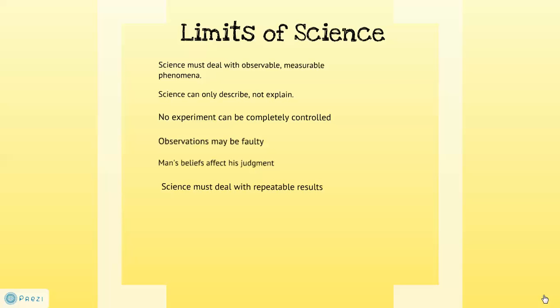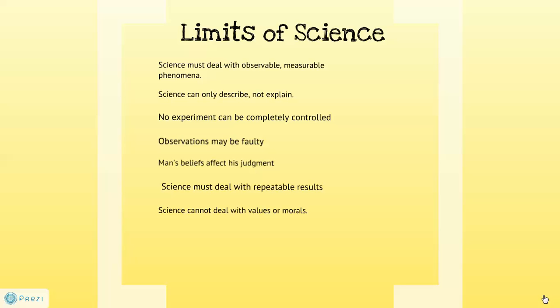Science must deal with repeatable results. You have to be able to do an experiment over and over again to prove anything. So if it's a one-time event, like if you're doing an experiment on Halley's Comet, you're going to have trouble proving things because it only comes by once in a generation. So it might be hard to see it twice and control that repeatably.